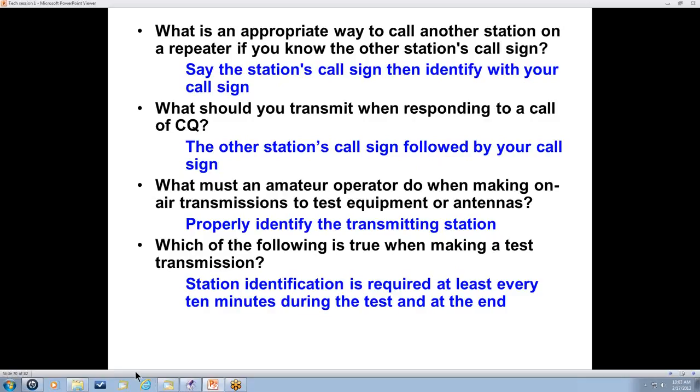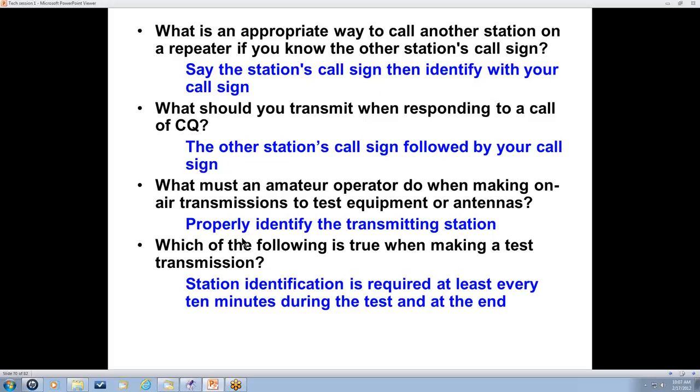What should you transmit when responding for a call of CQ? CQ is what we call a procedural call, or a procedural signal. What it means is I want to talk to any station. If you think of it as seek, S-E-E-K, U, Y-O-U, that kind of explains that I'm seeking to talk to another station, and it means you'll talk to anybody. So when you hear somebody calling CQ, you say his call sign and then follow it with your own call sign, same as for this question up here.